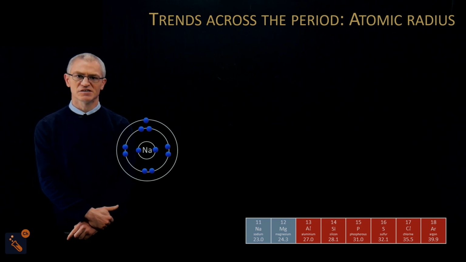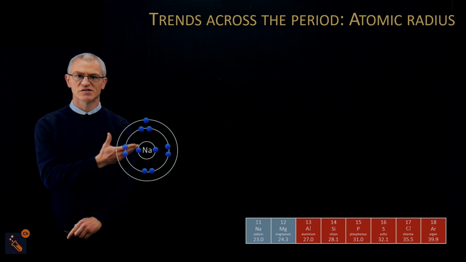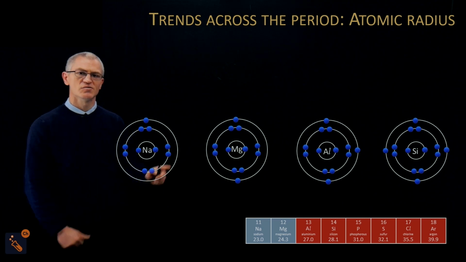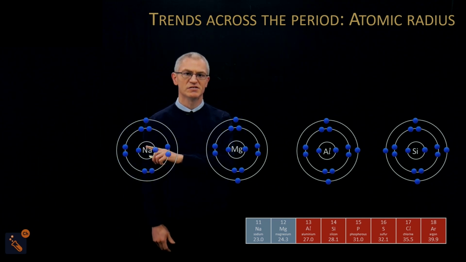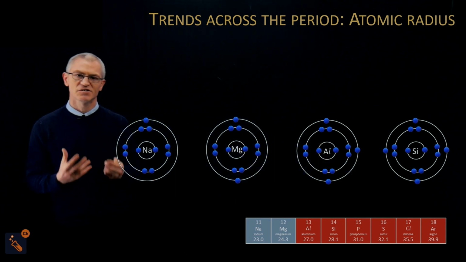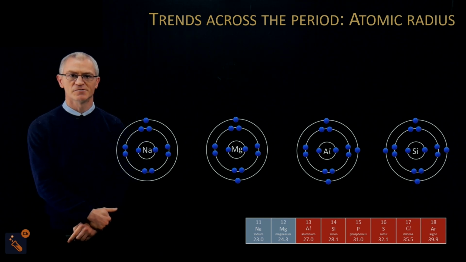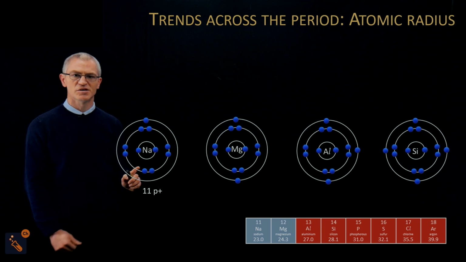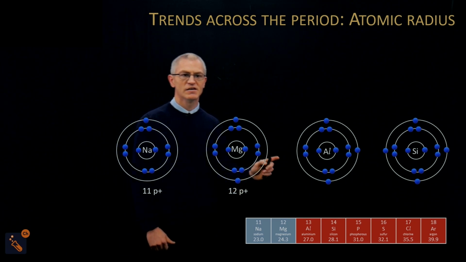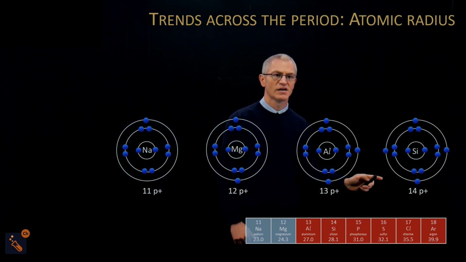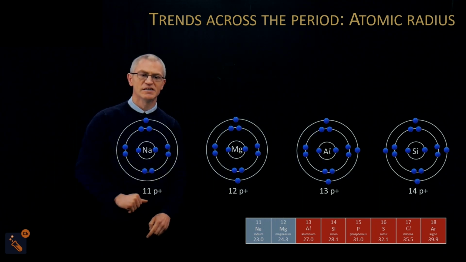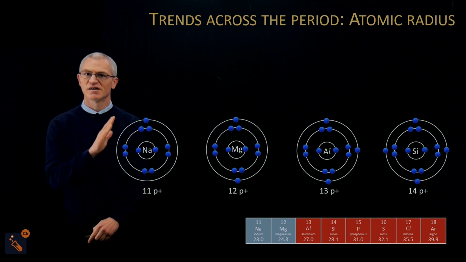Now, if we look at the atomic radius of these elements, first of all, let's look at the number of shells. So as we go across from magnesium to aluminium to silicon, we can see that because they're all in period 3, there are 3 shells. Each time, 3 shells. So we're not increasing the number of shells as we go across the period. If we look at our number of protons, though, we have 11 protons for sodium, then 12 protons for magnesium, 13 protons for aluminium, and 14 protons for silicon. So the proton number, or the atomic number, is going up, but the number of shells are staying the same.